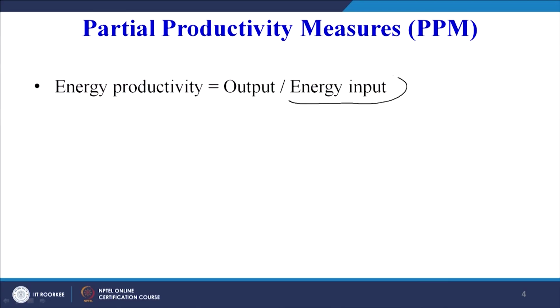Similarly, the capital productivity can be how much capital input we have given and what is the output that we are producing, and similarly the material productivity. So it is individual productivity that we are considering in case of partial productivity measures. I have already explained the energy input here. The partial productivity includes one type of input only, and the output can be the total output. Let us take a few examples quickly.